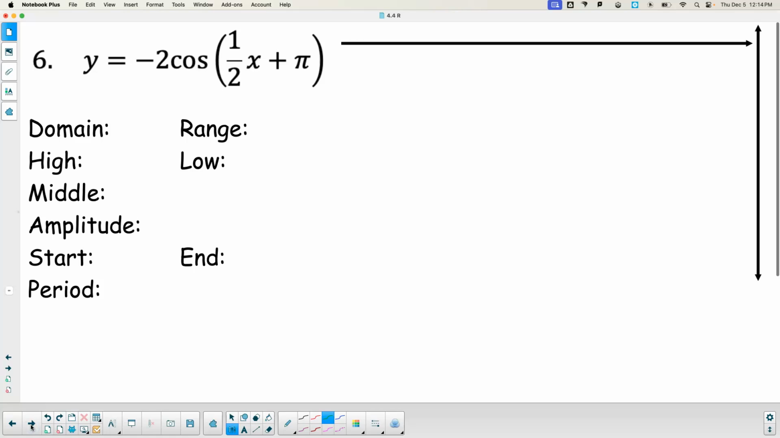Okay. Try that one on your own, and then we'll get into D values.